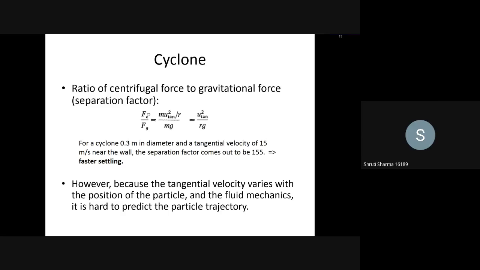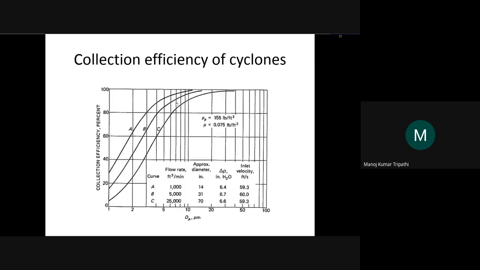Yes, sir. So that comes out to u square by rg. U square is the tangential velocity squared, divided by rg. So the radius of the cyclone, as you can see, is in the denominator. If it is a smaller radius cyclone, then it is better. So you don't want to have a big cyclone. You can have several small cyclones working in parallel. That increases the efficiency or separation factor of a cyclone.